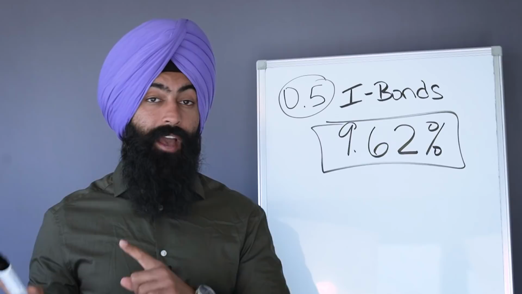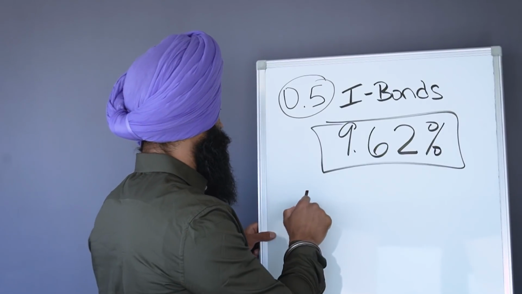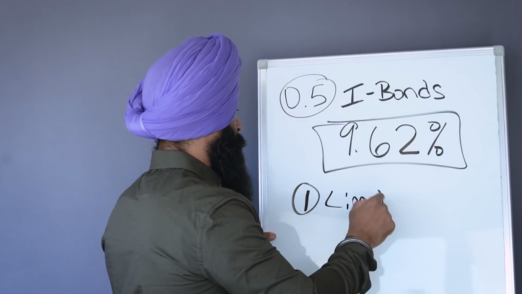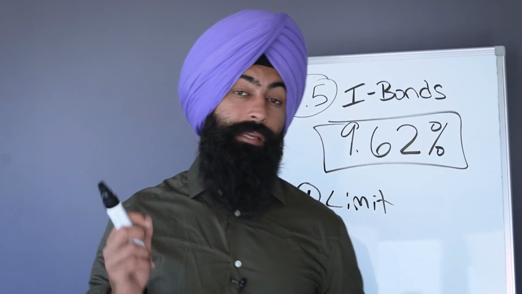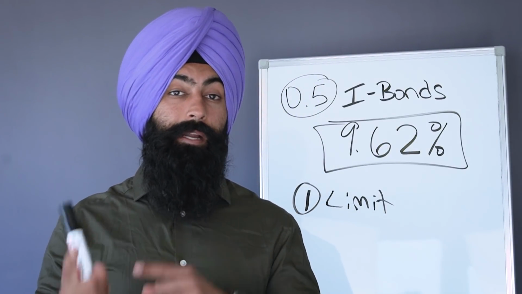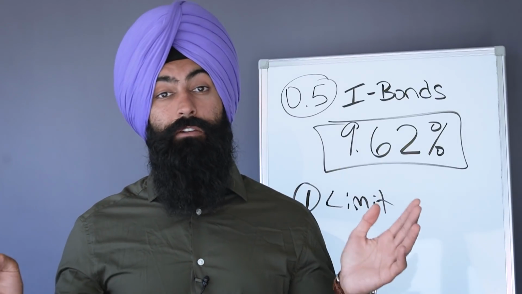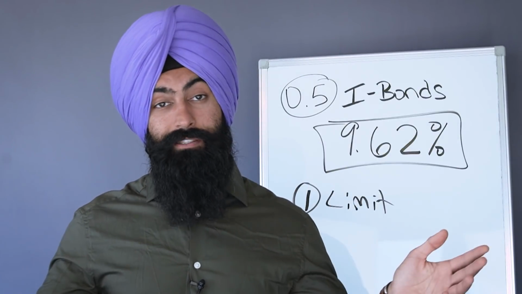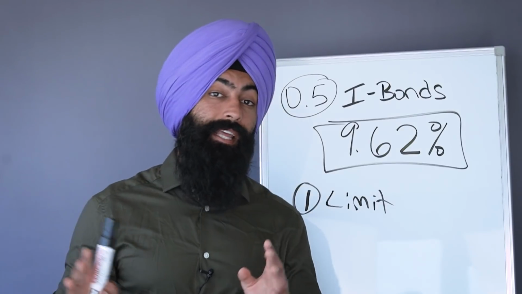Clearly, that is a high interest rate, which is why so many people have been moving their money to I-bonds. Now, there's a couple caveats here. The first thing that you want to understand is the limit of how much you can invest, because there is a limit. If you are electronically investing your money into an I-bond, the maximum amount you can invest is $10,000 per year. Now, if you're married, you can do $20,000 per year, but per person, $10,000 per year.